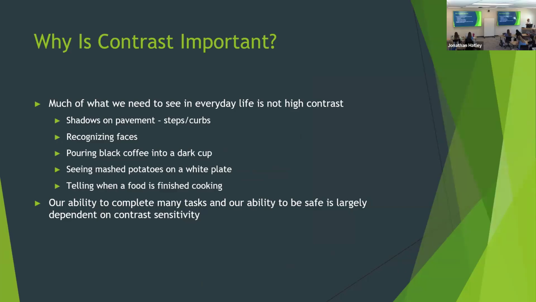I've already mentioned as well that everything that we see in life is not 100% contrast, and there are just some examples here. I saw this one on a subreddit called mildly infuriating, and it was pouring coffee into a black cup, with contrast issues. So there are some instances of even normally sighted patients dealing with some of these low contrast problems as well.